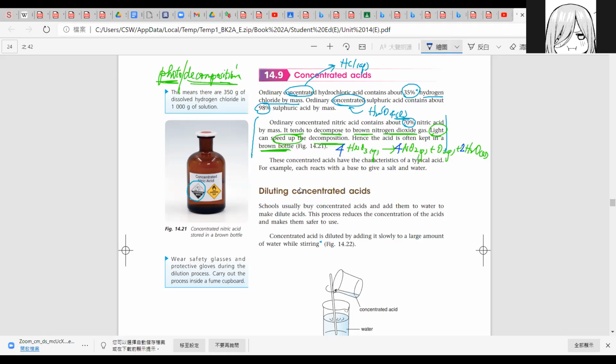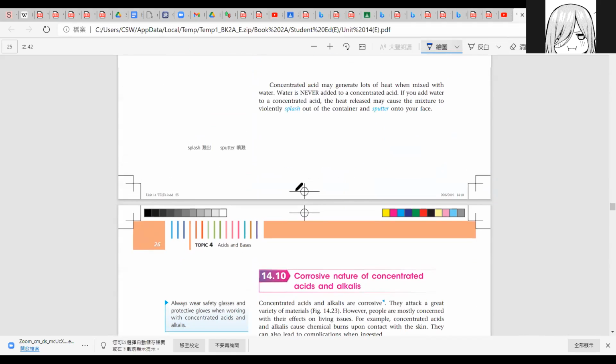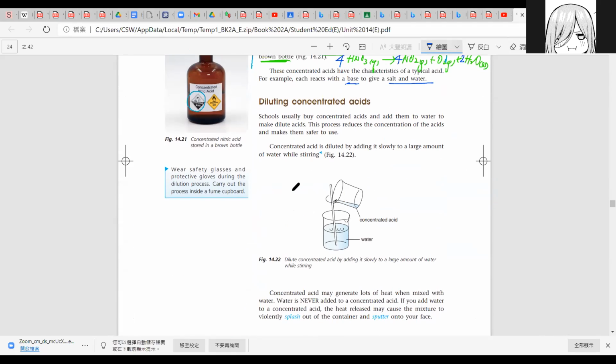These concentrated acids have the characteristics of a typical acid. Normally speaking, they will react with a base to form salt and water as neutralization products. But it's more than that. If you want to dilute the concentrated acid, this is what you may know from Form 1. You pour the concentrated acid into water, but not the reverse. Remember, if you want to do the dilution, you add the concentrated acid slowly to a large amount of water while stirring. This is the key term.